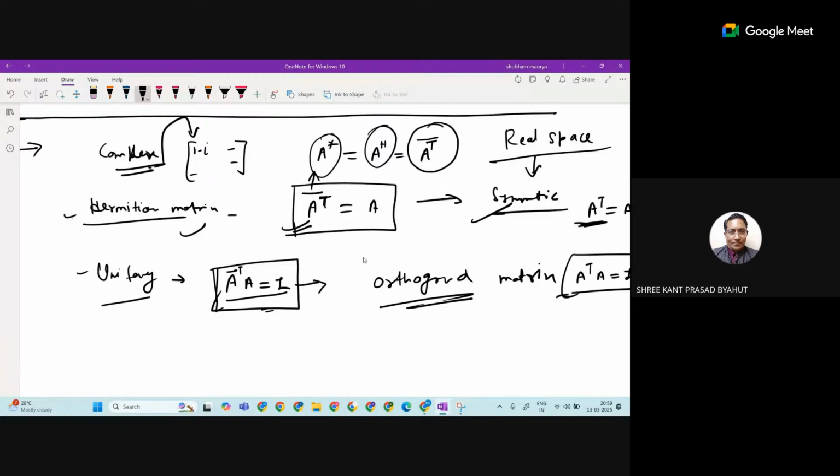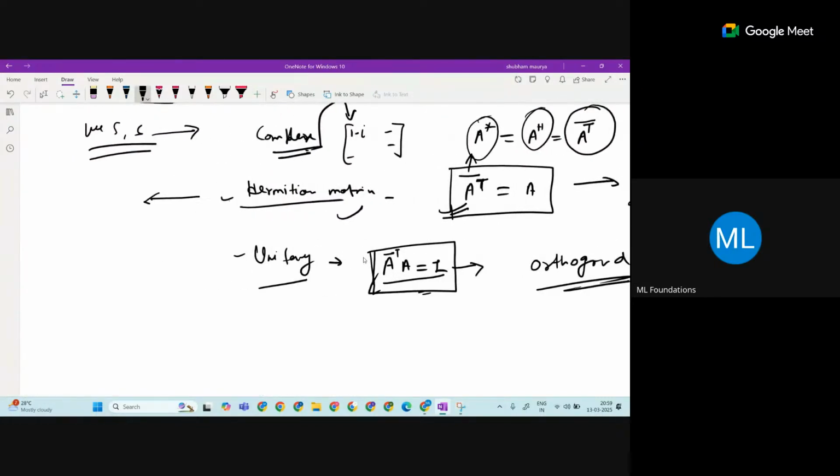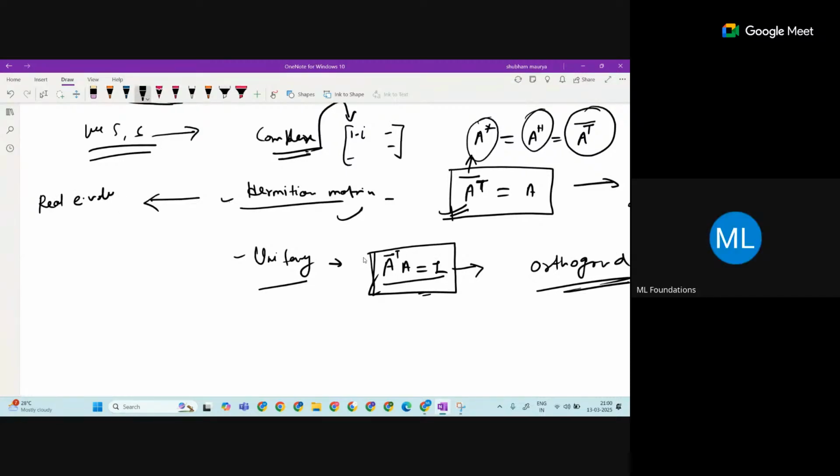In what property are unitary and orthogonal different? Some properties we have. The first property is that the matrix has real eigenvalues. You can check, it always has real eigenvalues. Another property is that the eigenvectors are going to be orthogonal.